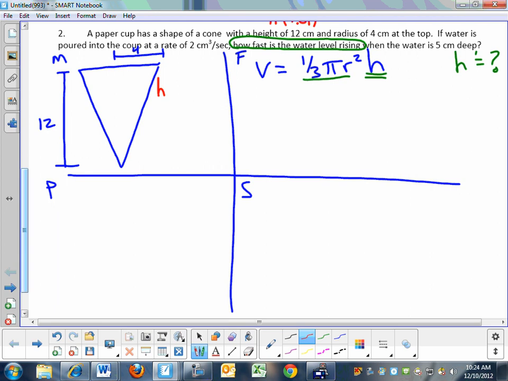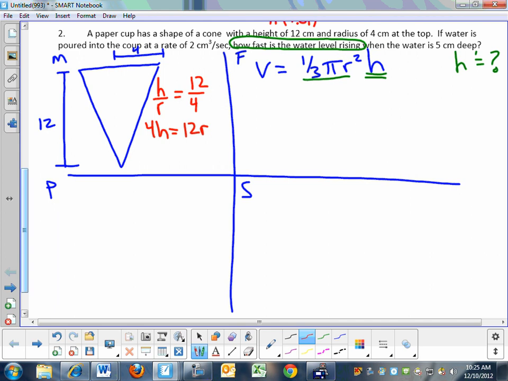The height divided by the radius. What is the current height? 12. What is the current radius? 4. So what I want to do right now is write a relationship that I know remains constant. The height and the radius will always be in proportion to one another. In other words, the height is always 3 times the radius. If you cross multiply, you can see they have 4h is equal to 12r.